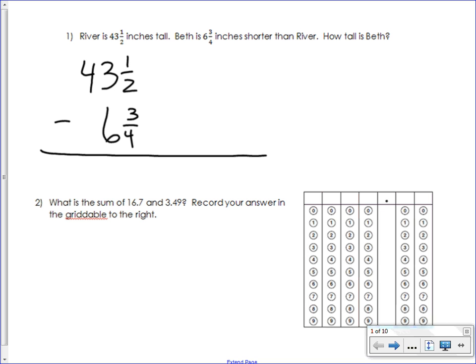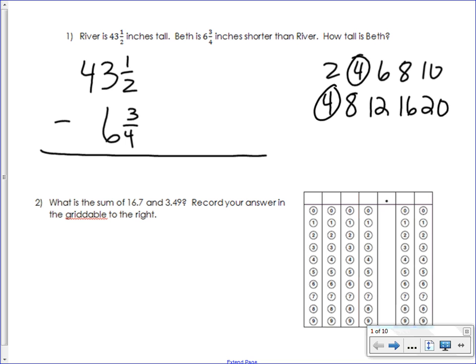Your first step is to find a common denominator. So I'm going to write the first 5 multiples of 2, the first 5 multiples of 4, and my LCD is 4. So I'm going to change both of my fractions to have a denominator of 4. 6 3/4 already has 4 as your denominator, so you don't need to change anything there. 2 times 2 is 4, and 1 times 2 is 2.